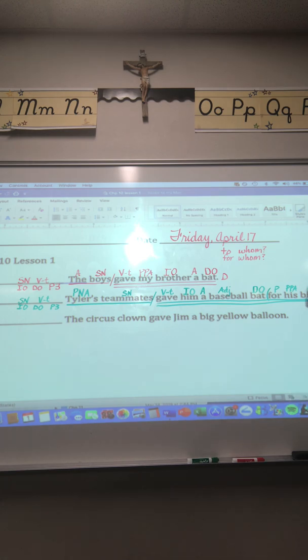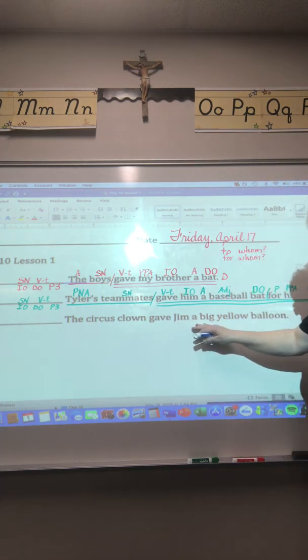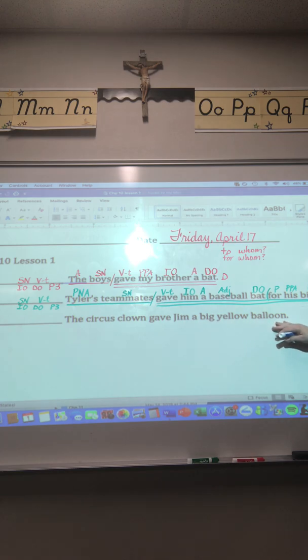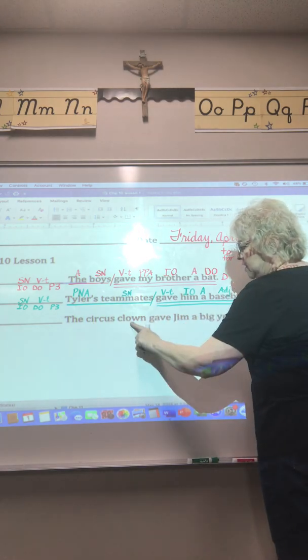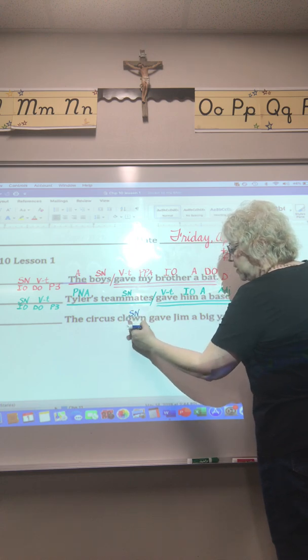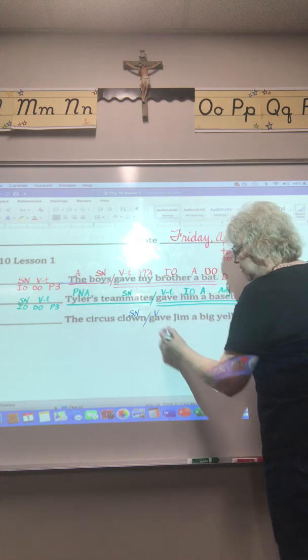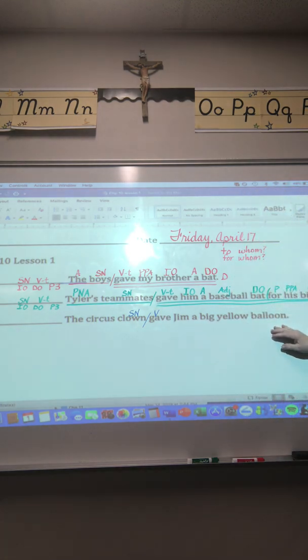And now we're going to go on to sentence 3. Read it with me, please. The circus clown gave Jim a big yellow balloon. Okay, I see the word gave. Who gave? Did the circus give or did the clown give? It was the clown, so that's your subject noun. What did the clown do? The clown gave. Is there something in the rest of this sentence that tells what the clown gave? Yes, the clown gave a balloon.